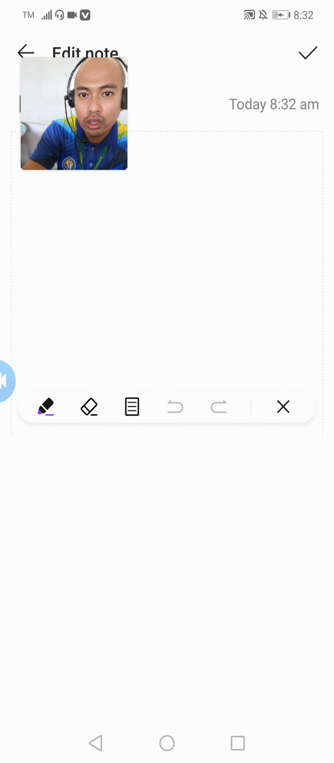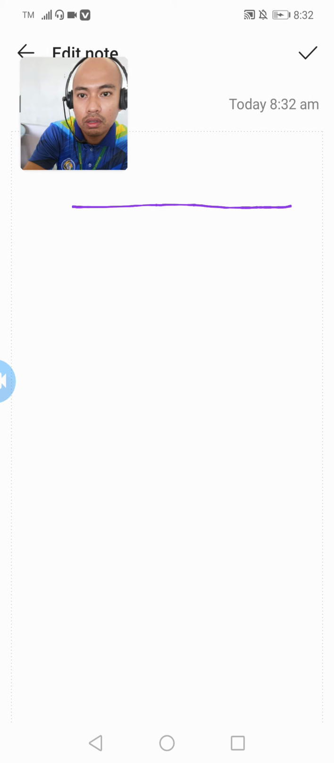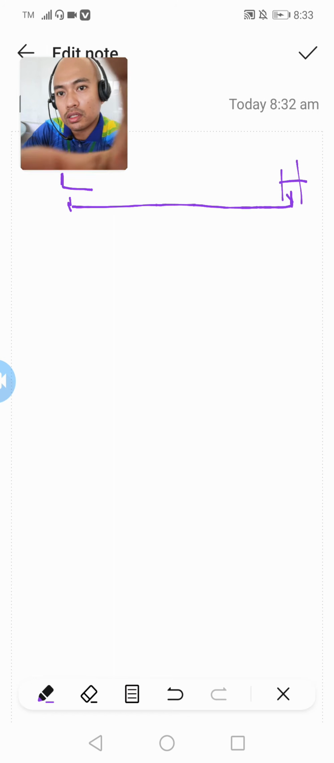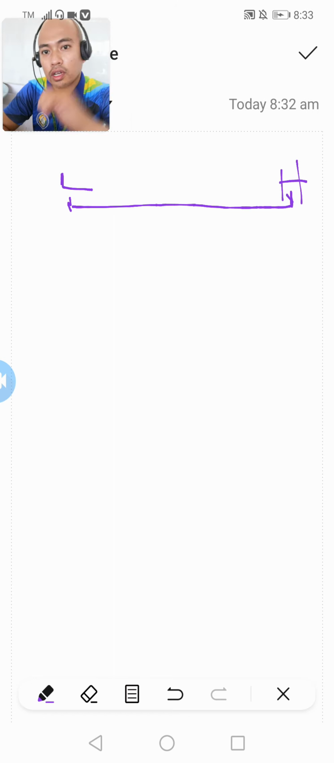So ang gagawin ko is to draw arrowhead. Itong nasa left part and itong nasa right part. Itong nasa left part, this will be the lowest score, lowest and highest. So yung nasa left part, I repeat, this will be the lowest score, and yung nasa right part will be the highest score. Take note on that.